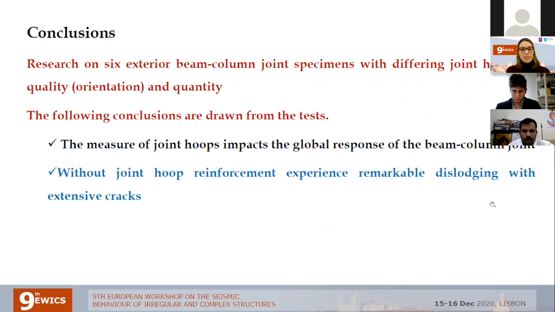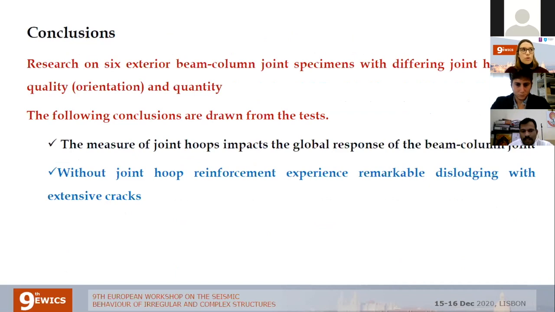Finally, we move towards the conclusion. This paper deals with research on six exterior beam column joint specimens differing in the joint hooks in quality, that is the orientation, as well as in quantity, to examine the role of joint hooks on the shear strength of exterior beam column joints by utilizing headed bars. The following conclusions are drawn.